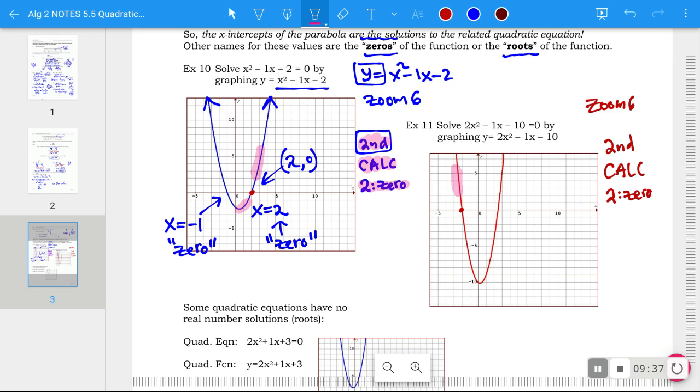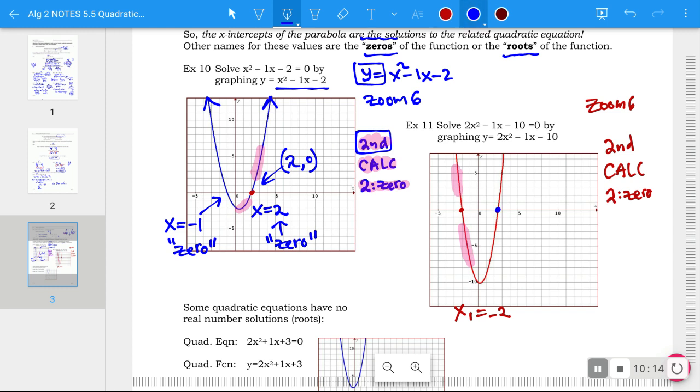Hit enter, and then move to the right when it asks for a right bound, somewhere down in this area on the parabola. And hit enter again, and ignore the guess by hitting enter again, and it should pop to, I believe, -2. So your first 0 is -2. And once again, it's called a zero not because it actually is zero, but because the associated y value is equal to 0.